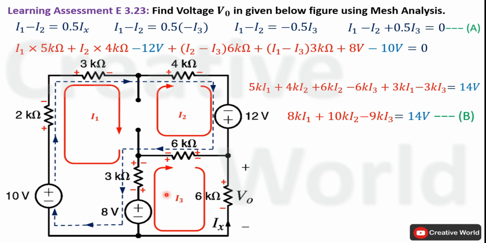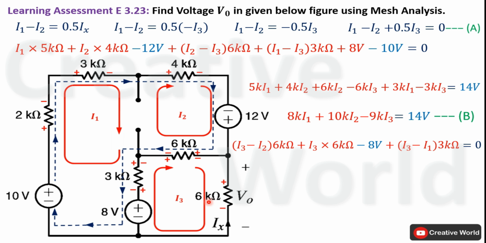Now we will apply Kirchhoff's voltage law inside this closed mesh. We will start from here. Current entering terminal is positive, so voltage across this 6 kilo ohm resistance will be taken with positive sign. Again, this resistance is common between these two meshes, so voltage across this resistance will be equal to the difference of these two currents multiplied by the value of resistance. But for now, we are taking voltage across this resistance according to the direction of current I3. That's why current I2 is subtracted from I3. I3 minus I2 multiplied by 6 kilo ohm.